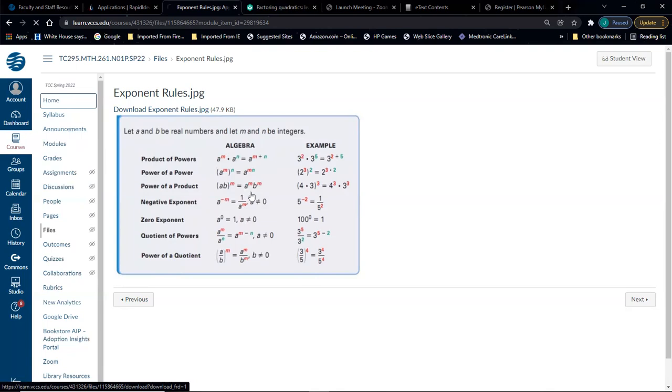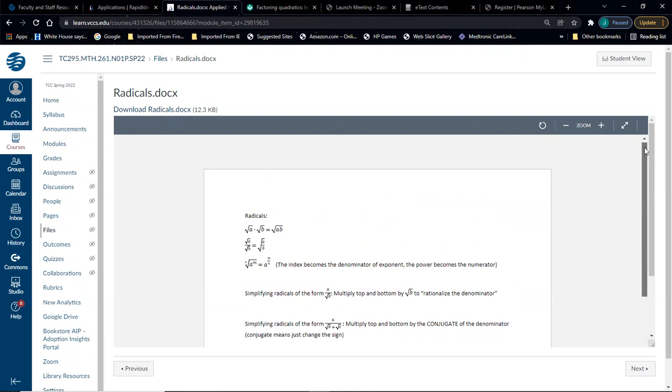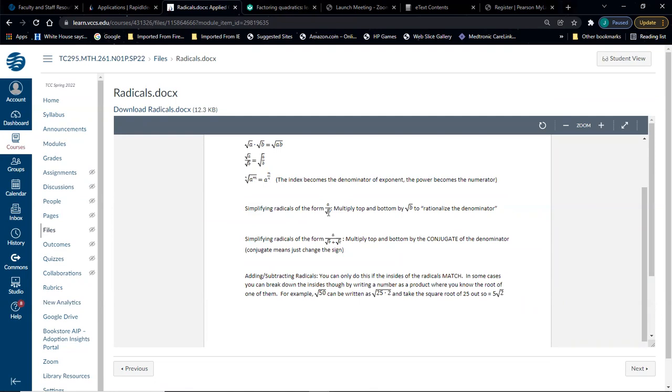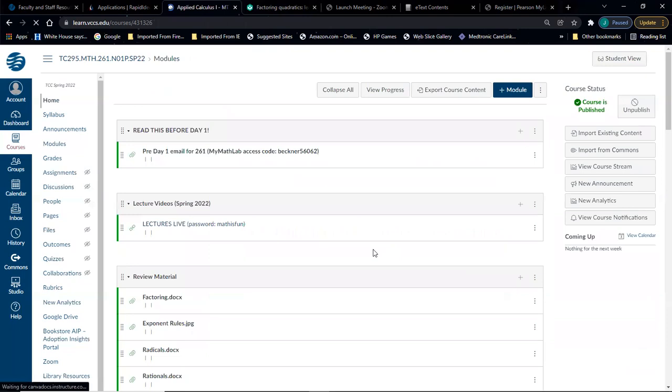Ooh, radicals, square roots, cube roots. What do we have here? And again, you also have the material in the textbook for chapter R. So some basic radical rules, talking about how to deal with radicals in denominators, dealing with multiplying by conjugates when radicals are in the denominators and a sum or a difference. Taking things like the square root of 50, where you can't actually take it, but you can break it down to something simpler like 5 square root of 2. Once again, all stuff that is review material.